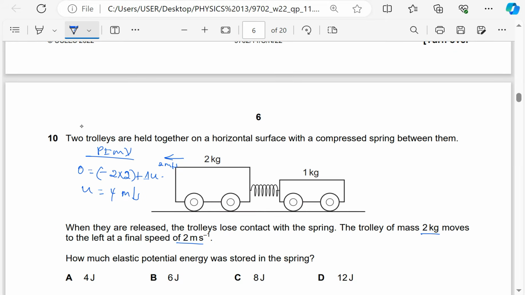If we set speeds to the right hand side as positive, this moves to this side with a speed of 4 meters per second. If this moves to the other side with a speed of 2 meters per second. Okay, so I want elastic potential energy.